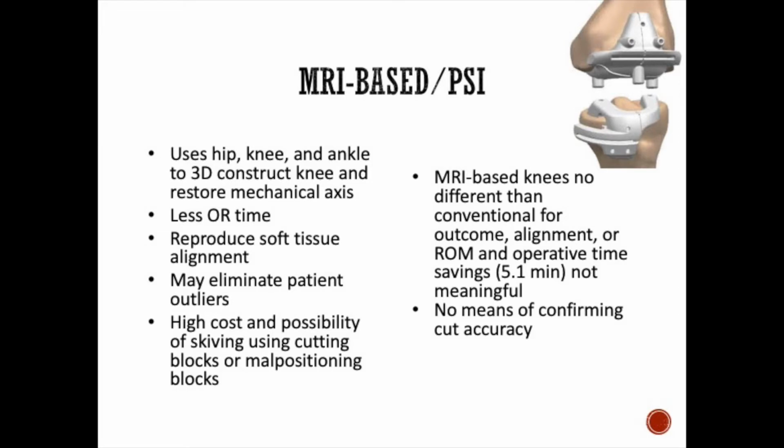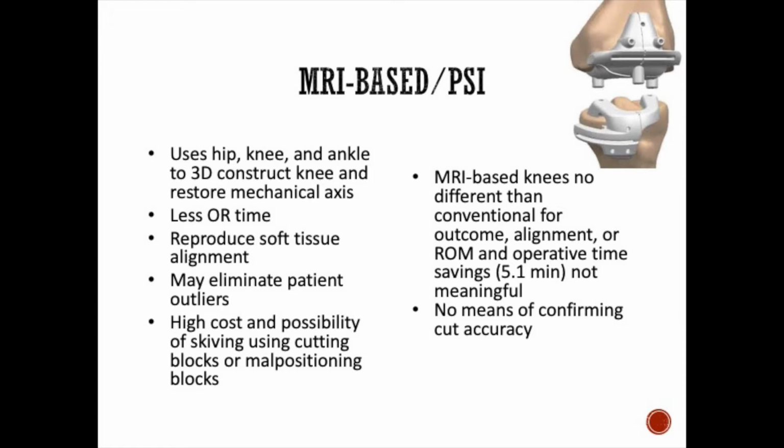MRI-based or patient-specific instrumentation is basically where you take an MRI of the patient's knee or a CT scan, send it to a company, they reproduce a 3D printed model of their knee, and then they can create custom cutting blocks based on preoperative templating for exactly where you want to make your cuts to reproduce the anatomy a little bit better. So it's streamlined surgery. You don't have to make as many measurements intraoperatively. It's quick, it's easy, it shortens operative time, which may therefore decrease blood loss.